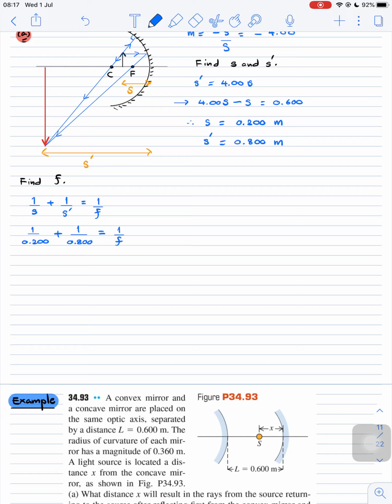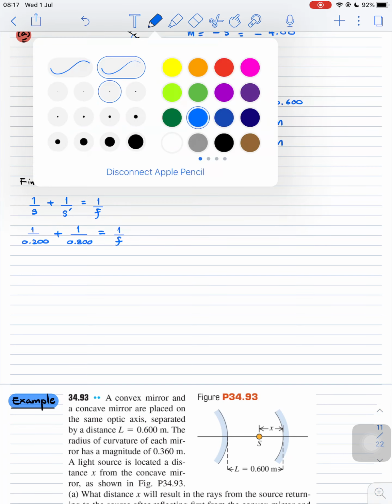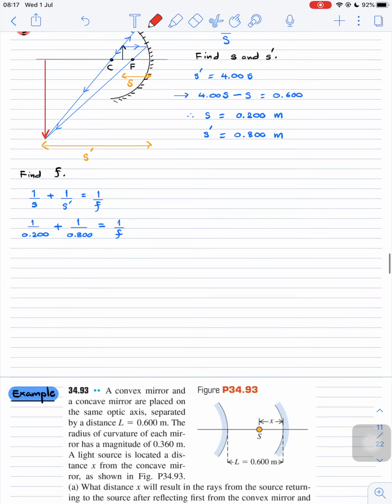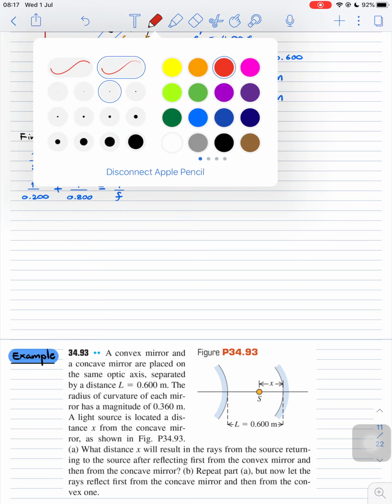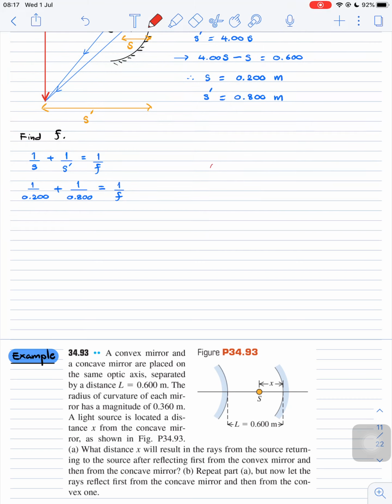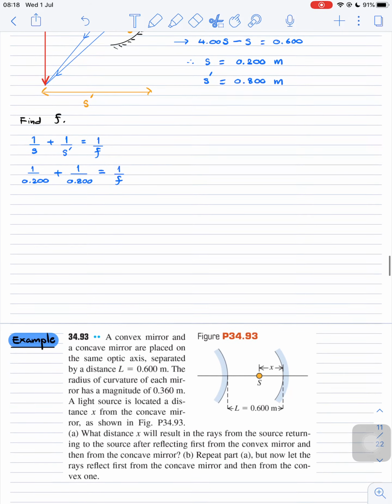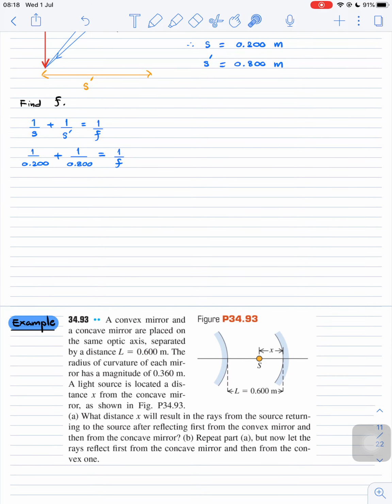Be careful. From my experience, some of my students do the algebra incorrectly here. For example, if you want to find f, sometimes they do something like 1 over 0.2 plus 0.8. Is it correct? No, it's just wrong. So don't do something like this. Then you need to have the same denominator.